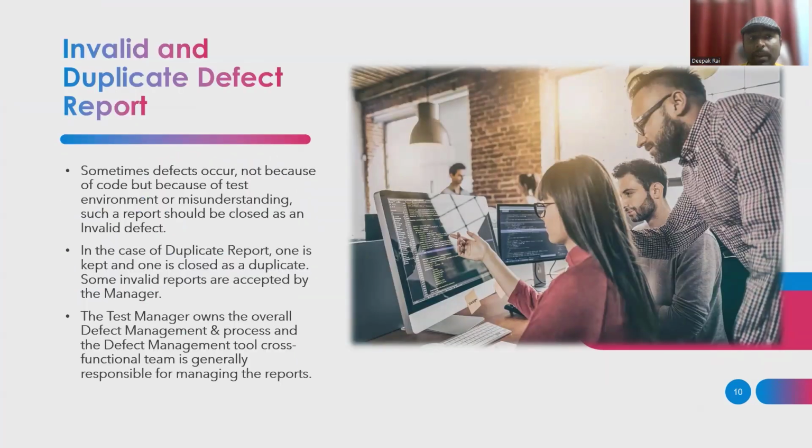What about invalid and duplicate defect reports? Sometimes defects can occur not because of code, but because of the test environment, or because of understanding issues. Such reports should be closed as an invalid defect. In case of a duplicate report, one is kept and one is closed as duplicate. Sometimes if different team members are involved in testing, they may report the same type of defect multiple times. That is also treated as a duplicate report. The test manager owns the overall defect management and process, and the cross-functional team, along with the defect management tool, is generally responsible for managing these types of reports.